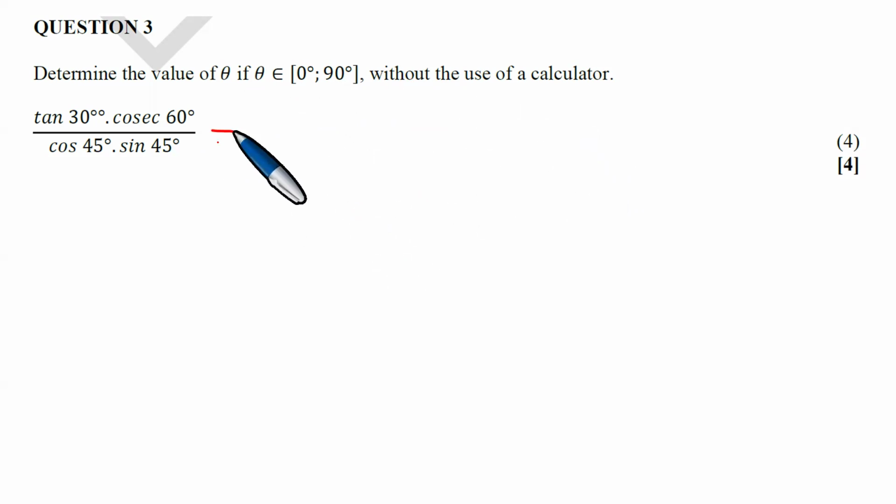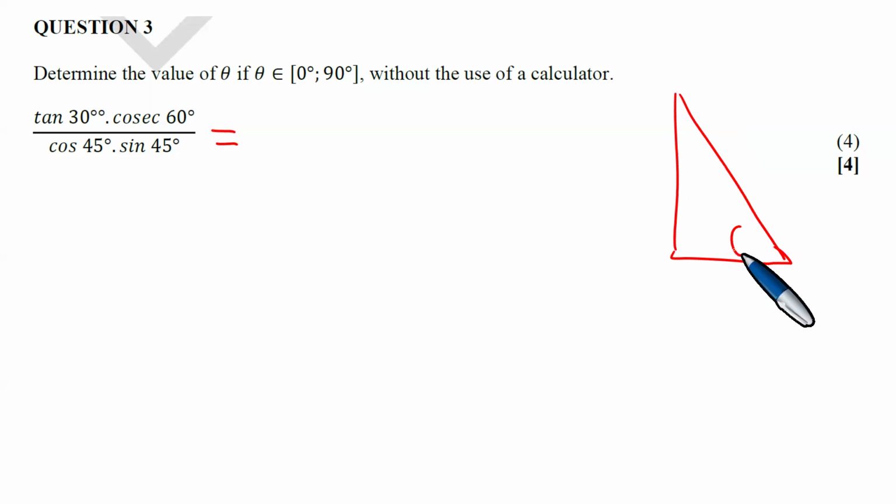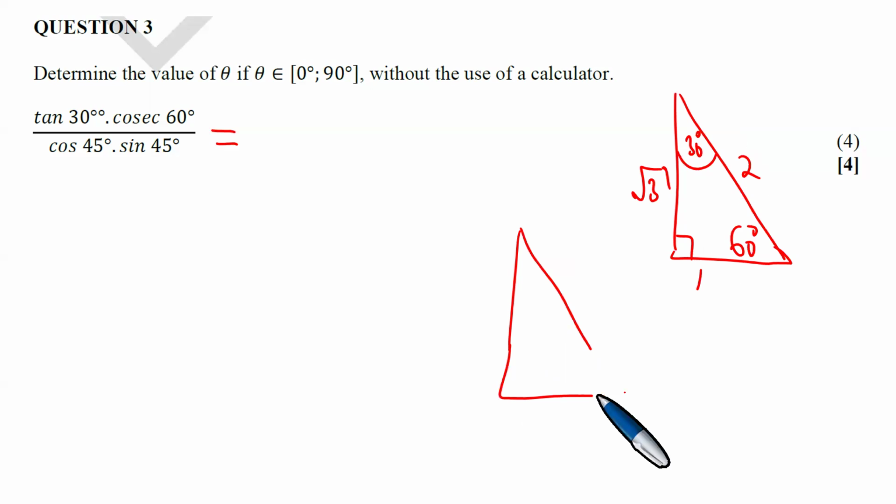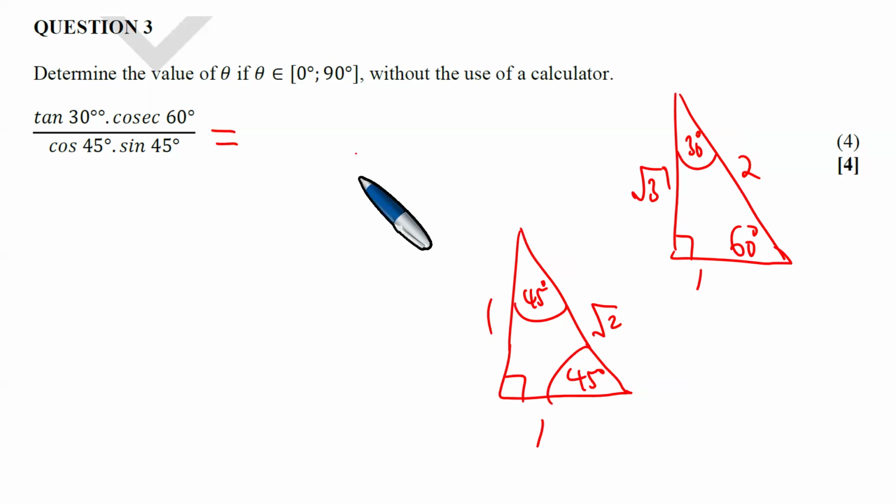To do this one, we remember our special triangles. 60 degrees, 30 degrees, sides 2, square root of 3, 1, 90 degrees. And this one here: square root of 2, 1, 1, 45 degrees, 45 degrees.